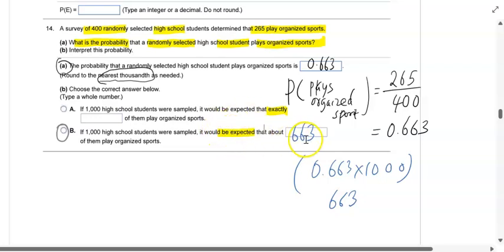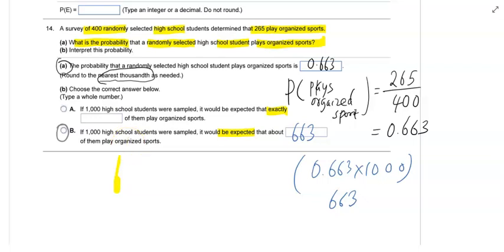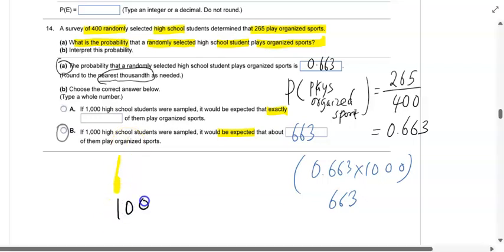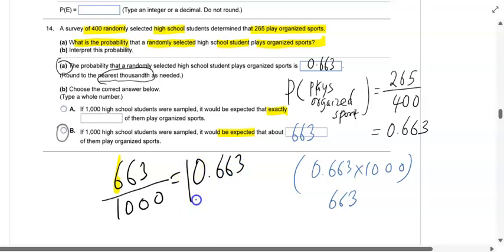In other words, out of 1000, 663 are going to play organized sports, which is obviously 0.663 as a probability. Therefore, notice that we don't choose A because it says exactly, we choose B because it says it would be expected.